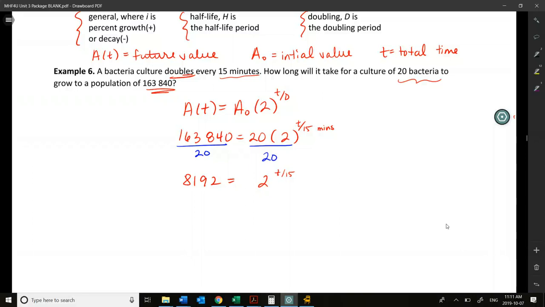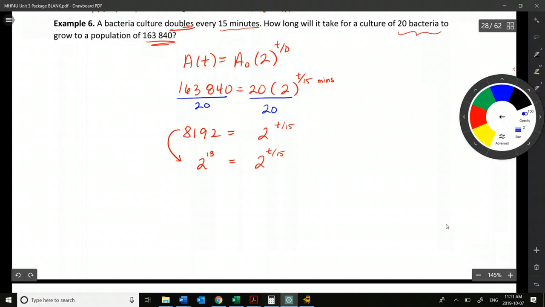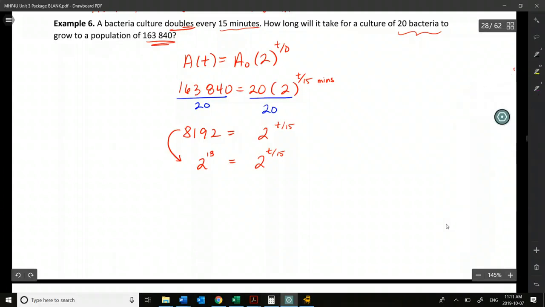I'm just wondering that first before we go and do this whole solving process. Because if we can guess and check here, if I can create common bases, I could do this pretty quickly. So 2 to what exponent equals 8192? What'd you find? 13. Oh, okay. So I can actually solve this using common bases. If I am saying 2 to the 13 equals 2 to the exponent t over 15, what do I know about those exponents? They're equal. So 13 must be equal to t over 15.